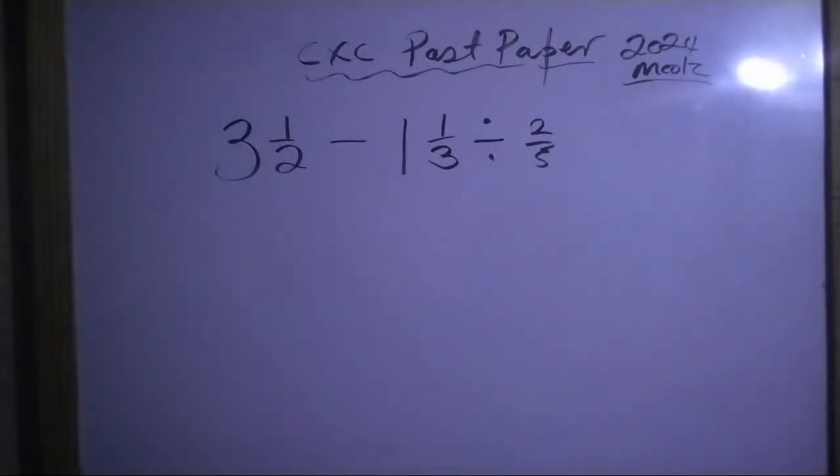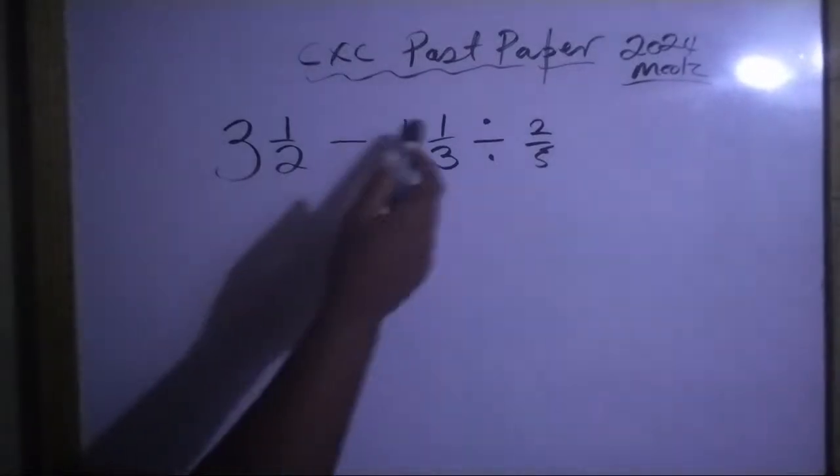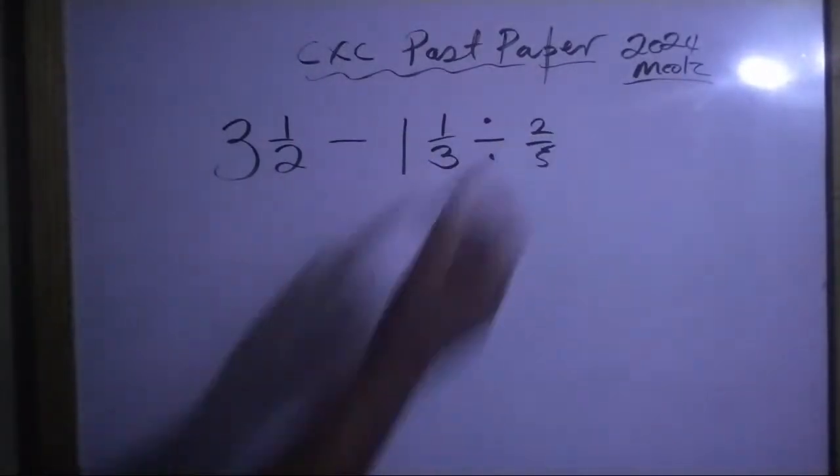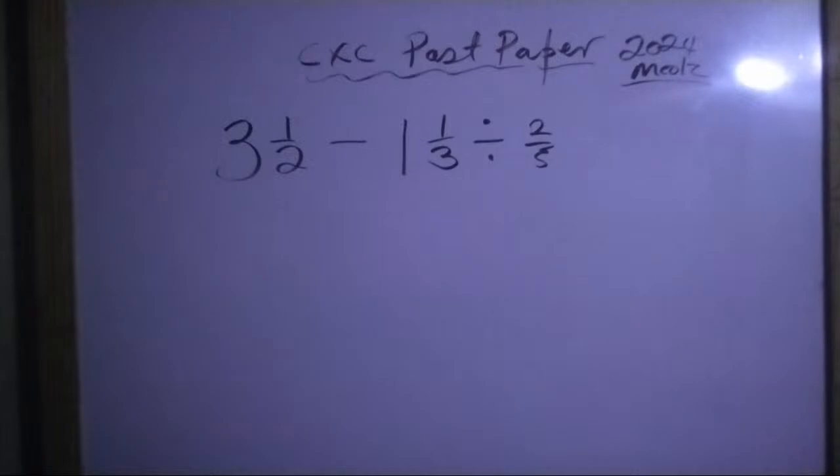Alright? So guys, we have 3.5 minus 1 1/3 divided by 2/5. Who can tell me what's the answer? Type it in the comment section.